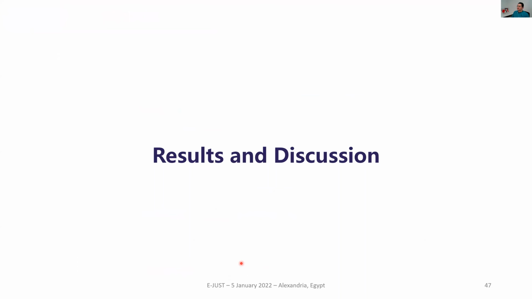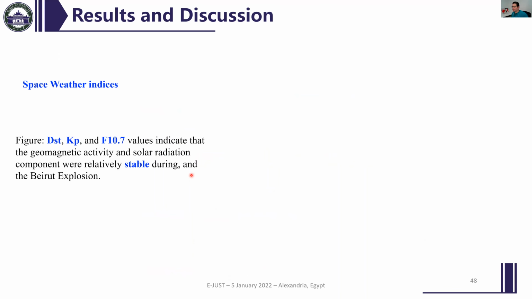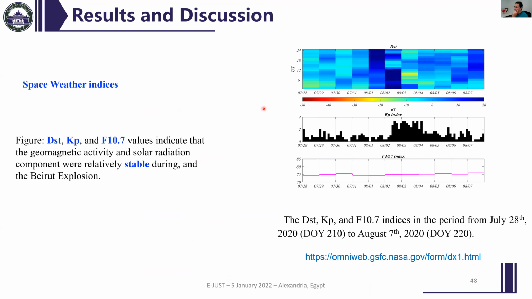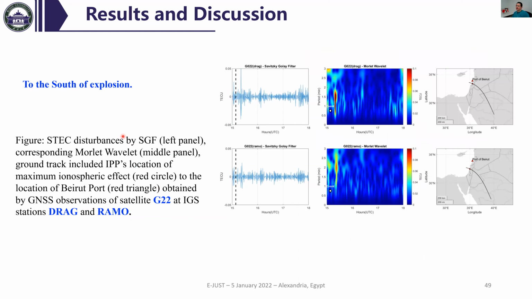The results. Here are the space weather indices. As we can see, on the day of the event, it is in a steady state, less than 4 on the Kp index. So we can consider it as stable or normal space weather. Here are the results for the south part, to the south of the explosion.